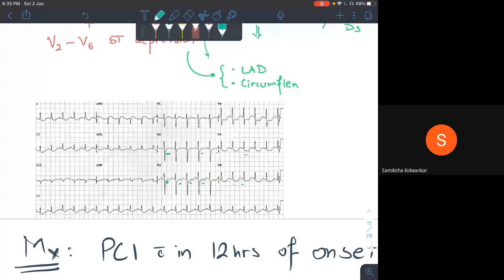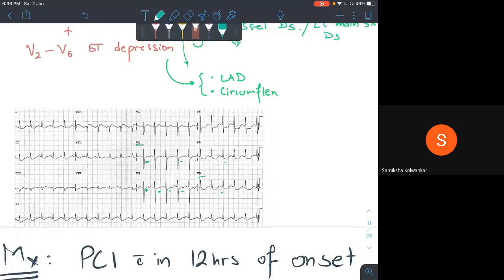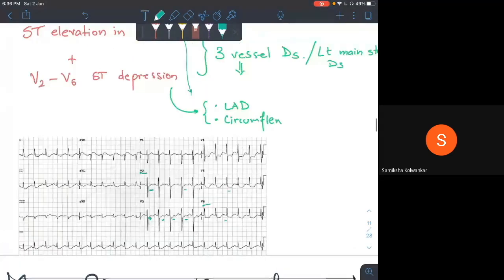So in this general picture of the chest leads, you know that this is the frontal plane, but it's also involving AVR, right? And AVF as well. So you know that it's involving both the anterior and the inferior walls. Now, looking at the chest leads, it involves V2 to V6. It means that this is pretty much an extensive involvement of the heart muscles.